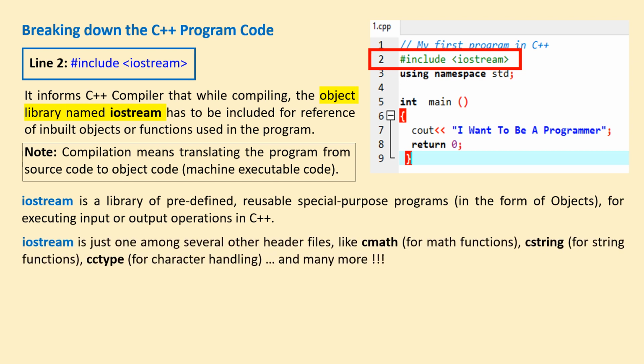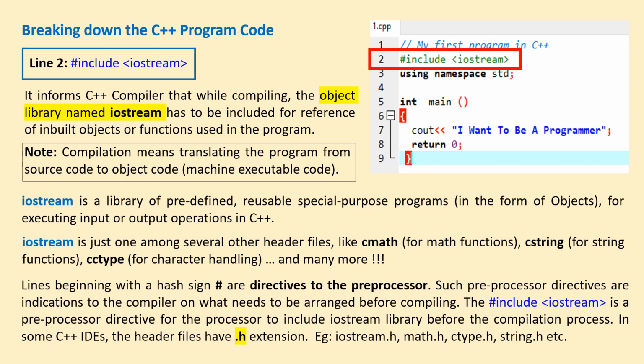iostream is just one among several other header files like cmath for math functions, cstring for string functions, cctype for character handling, and many more. Lines beginning with a # sign are directives to the preprocessor. Such preprocessor directives are indications to the compiler on what needs to be arranged before compiling. The #include <iostream> is a preprocessor directive for the preprocessor to include the iostream library before the compilation process. In some C++ IDEs, the header files have a .h extension. For example, iostream.h, math.h, ctype.h, string.h, etc.